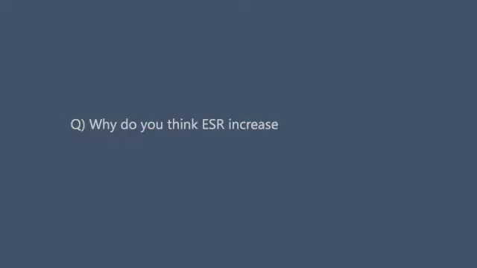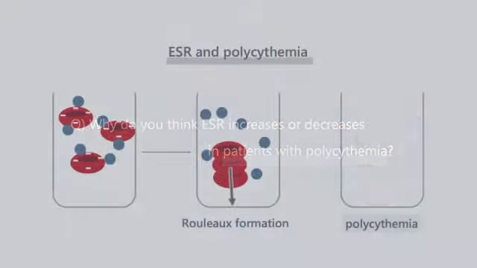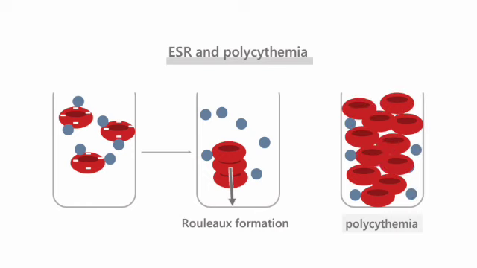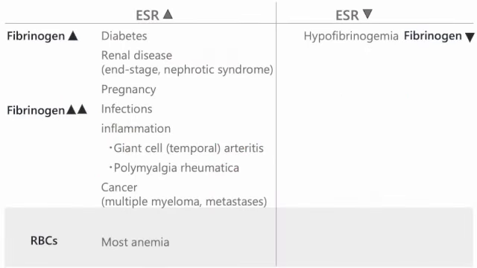Lastly, think about polycythemia. Why do you think ESR increases or decreases in patients with polycythemia? Where there are too many red blood cells, the stacking process becomes less compact, leading to a lower ESR. In most types of anemia, ESR levels rise, but in conditions with irregularities in red blood cell shape, such as sickle cell anemia, they decrease.